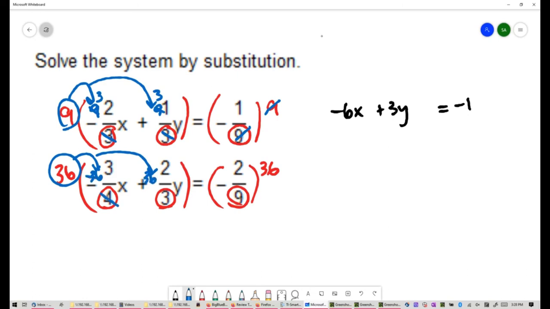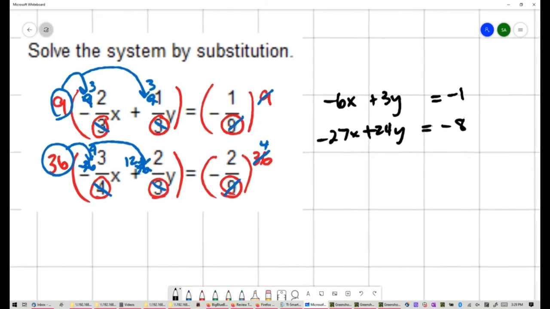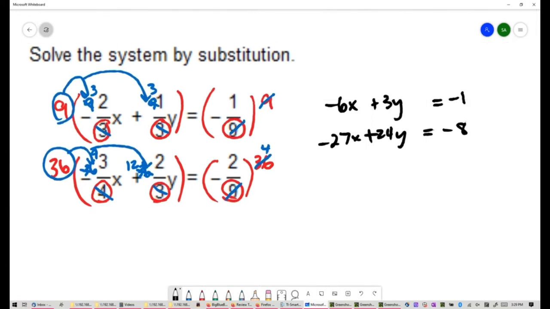4 goes into 36 9 times. 9 times 3 is 27, so I have a negative 27x. And 3 goes into 36 12 times. 12 times 2 would be 24, so I have a plus 24y. On the right-hand side, 9 goes into 36 4 times. 4 times 2 is 8, so I have a negative 8 on the right. Let's write that in black. So that's a little bit better, because I no longer have any fractions in the problem.